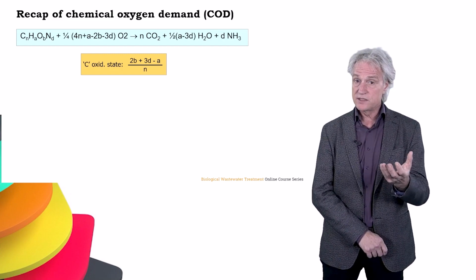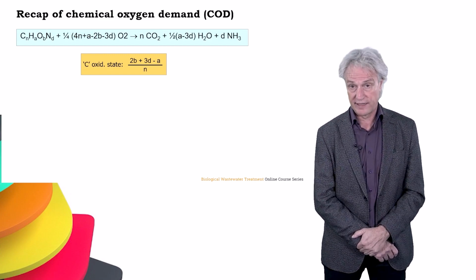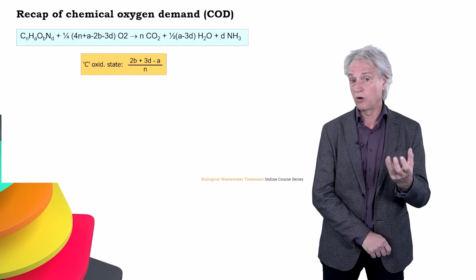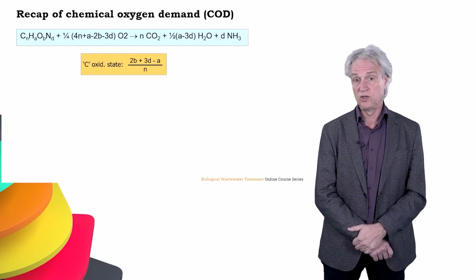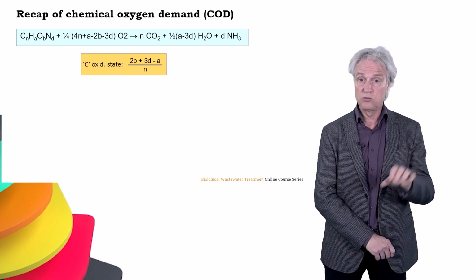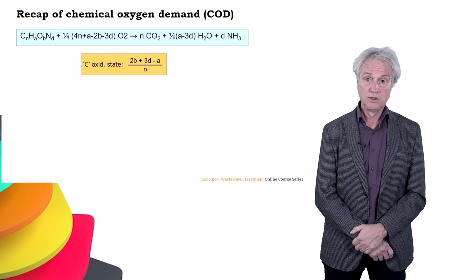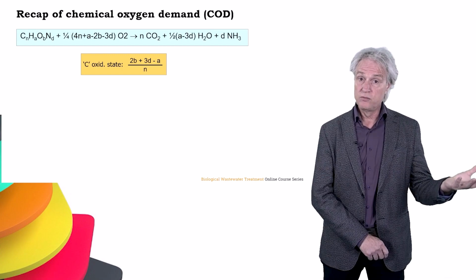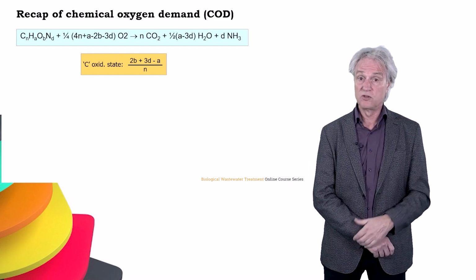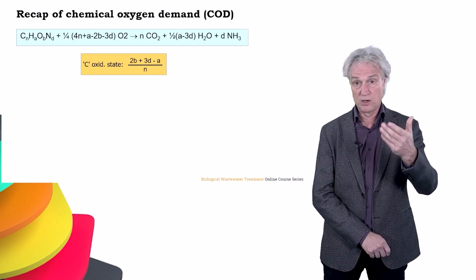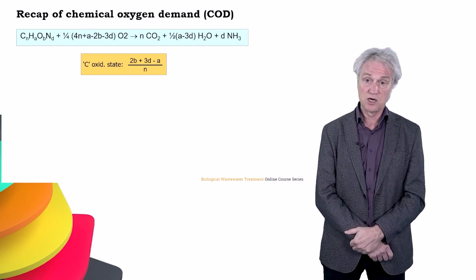Now the average oxidation state here is (2b + 3d - a) divided by n. 2b refers to the amount of oxygen atoms linked to the carbon, 3d to the amount of nitrogen atoms linked to the carbon, and minus a to the amount of protons linked to the carbon. If you have oxygen, then part of the electrons are already donated to the oxygen. The same is true for the nitrogen. However, if you only have protons, then the protons donate their electron to the carbon.